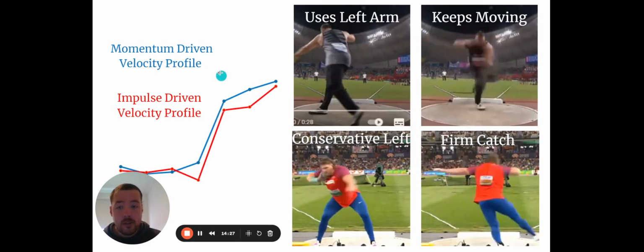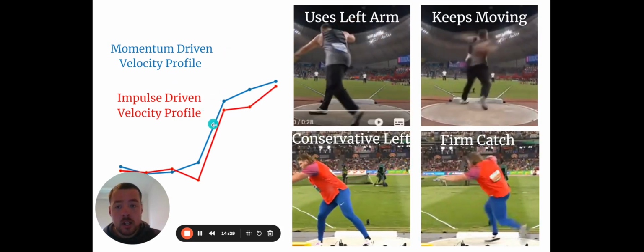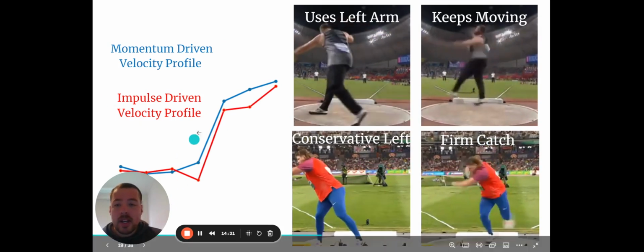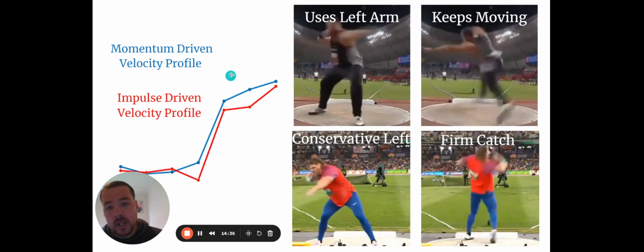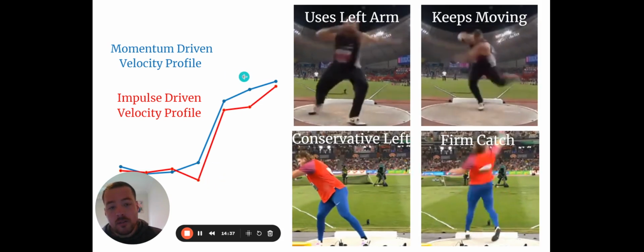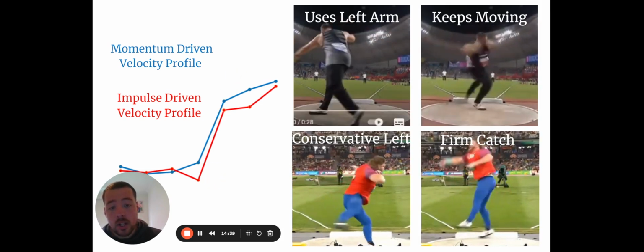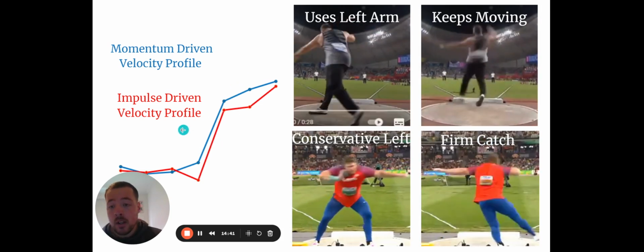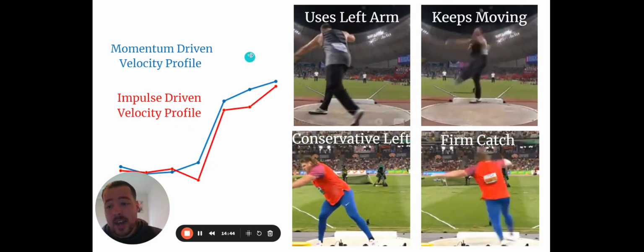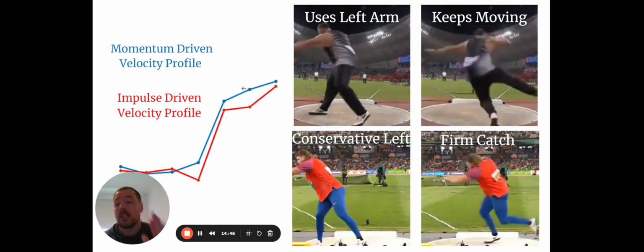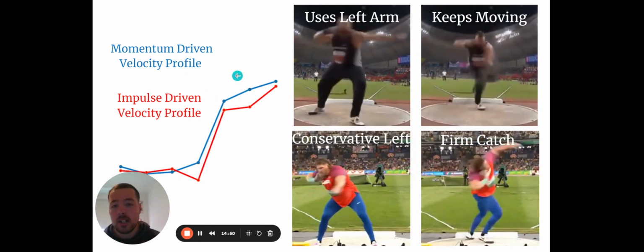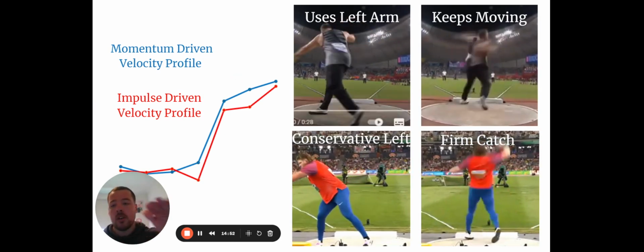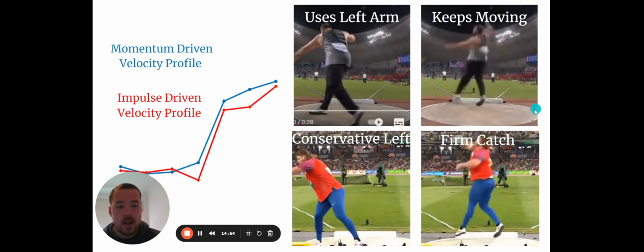This is the velocity profile, momentum in the blue, impulse in the red. The difference being essentially when we get to the double support phase, there's just a much quicker uptake of velocity for the impulse driven, okay? They're coming in slower and they're exiting at the same speed. So that uptake is much steeper for impulse versus momentum. Obviously, there's still a large increase for momentum, but they try and kind of maintain it throughout the movement.